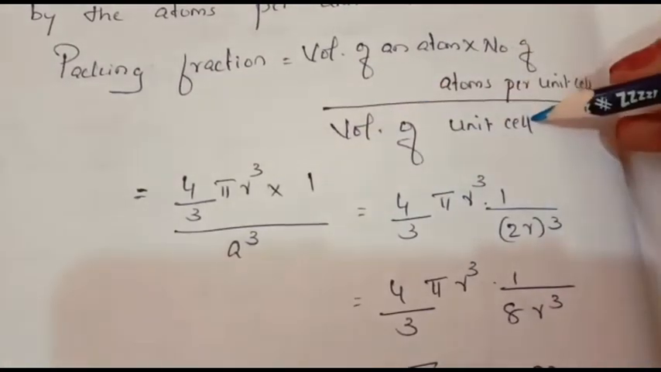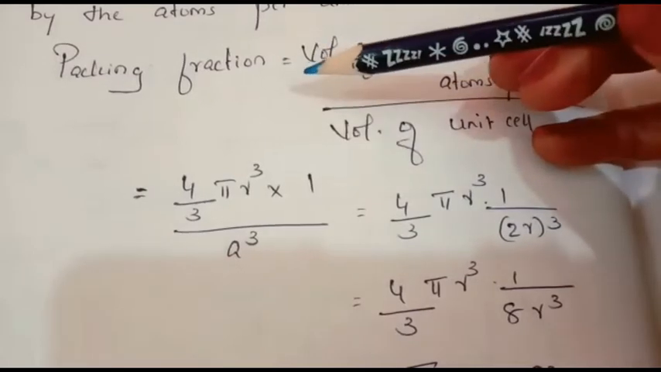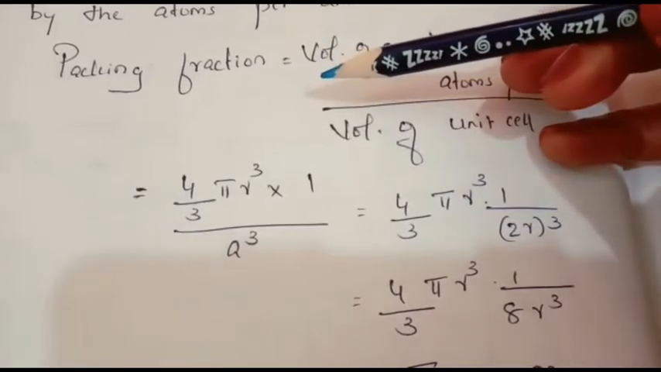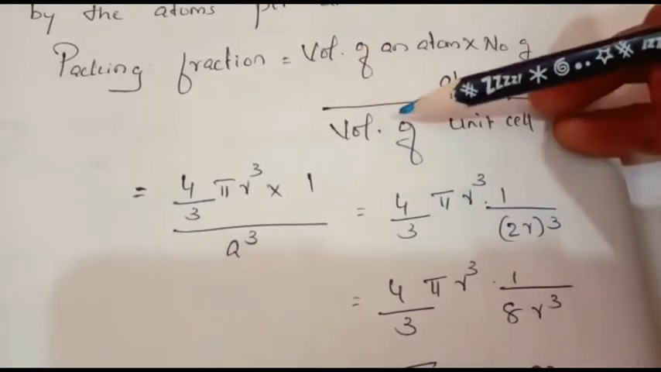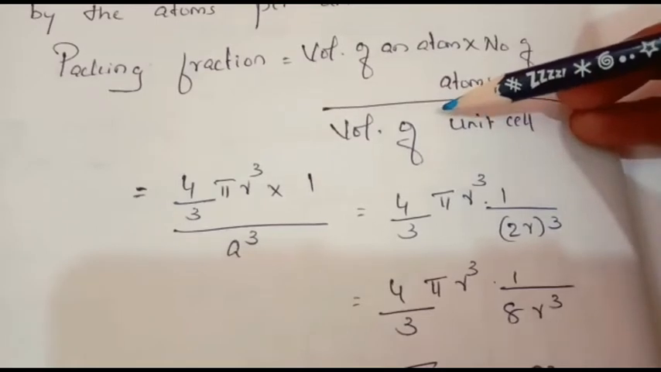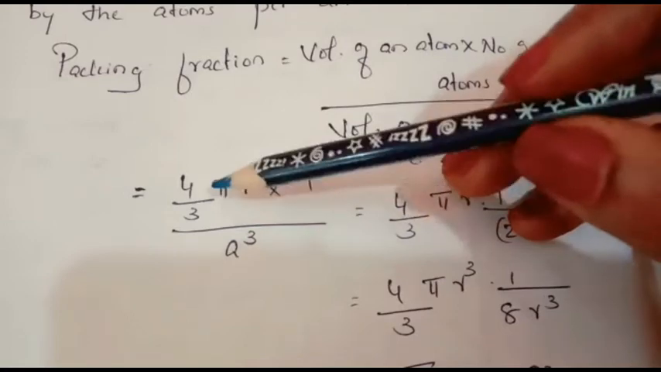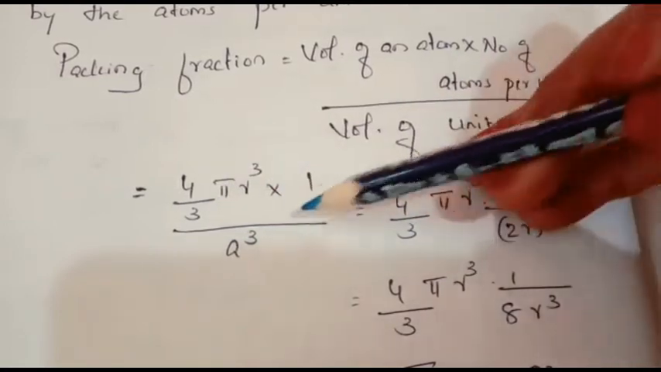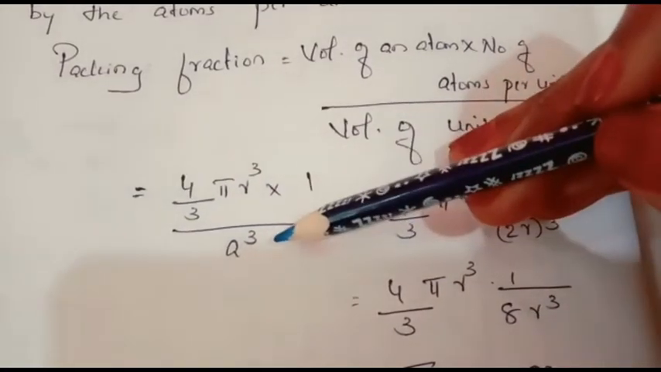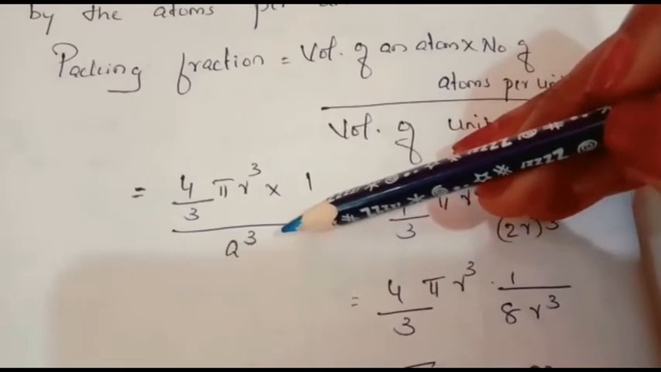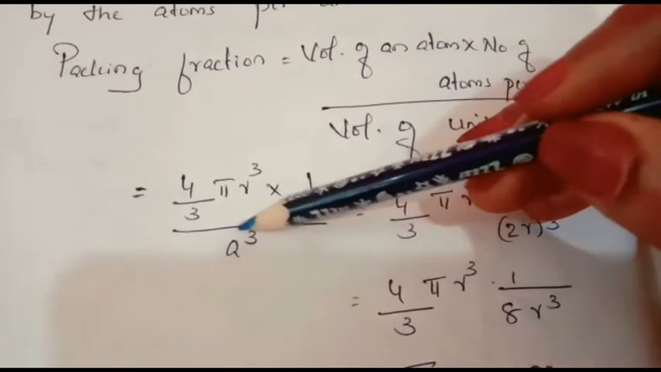Then the volume of the unit cell. We know in a cube all the sides are the same, so a equals b equals c. Volume means length into breadth into height. Here all are the same, so it can be written as a cube. Then 4/3 pi r cube divided by a cube. For a simple cube, a equals 2r, so substitute that value here.